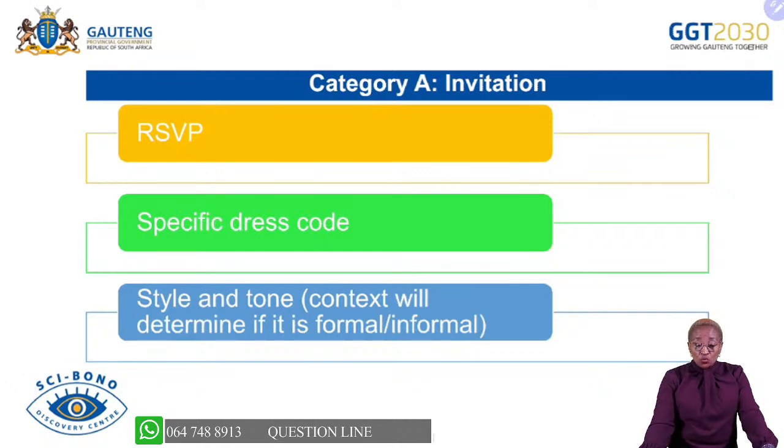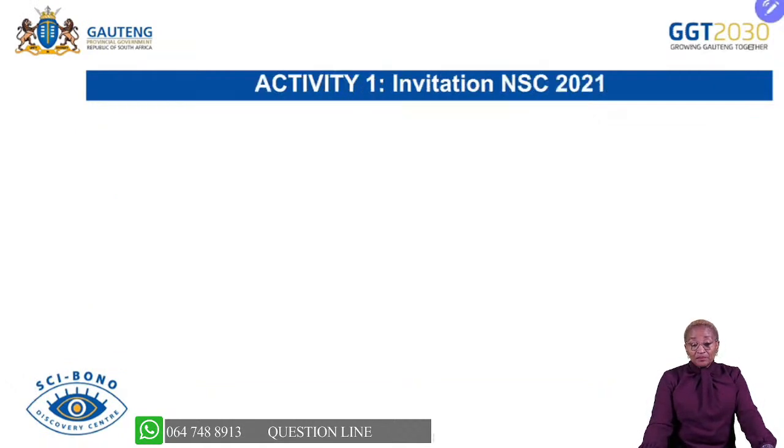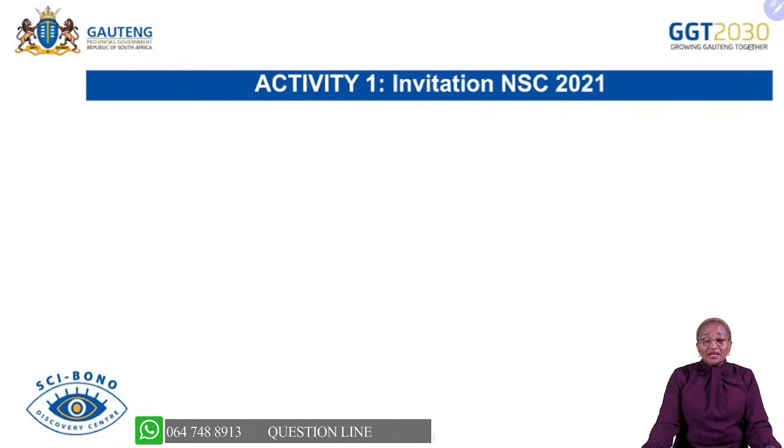The style and tone, it is also important. The context will determine if it is formal or informal. Exactly what I said earlier. Right. So now that you've got the guidelines of how to go about writing an invitation, and you also have an idea of what an invitation is, let us now have a look at this activity just for practice purposes. I would expect you to engage with this activity and actually write it in your book 4 at the end of this presentation. Let's have a look at that.